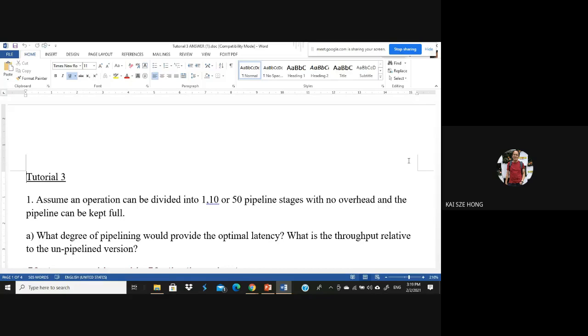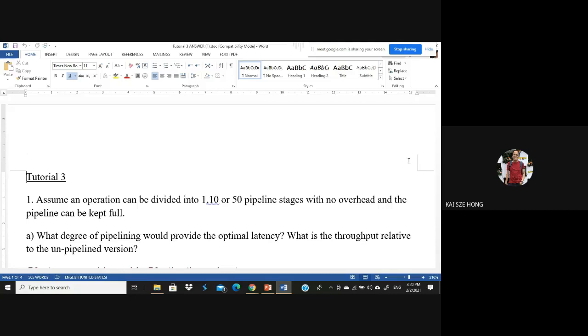Okay, let me use the poll. I want to start the poll. Do the answer first, yeah? What degree of pipelining would provide the optimal latency? First, the answer is 1. Second, 10. Third one, 50. Okay, so I launched it already. So please answer your poll.